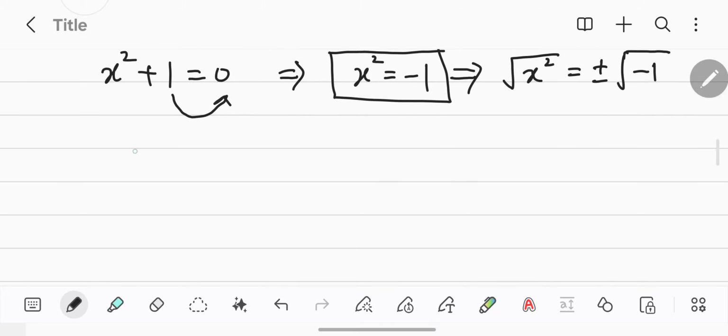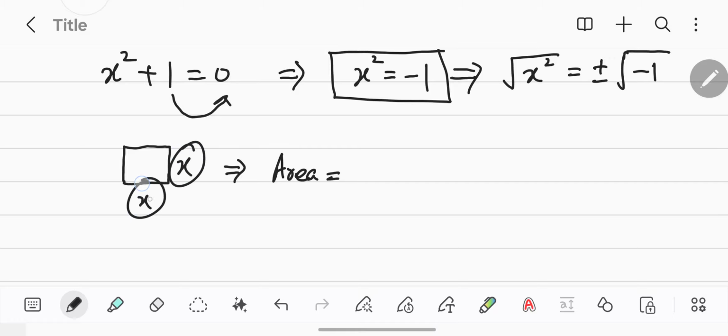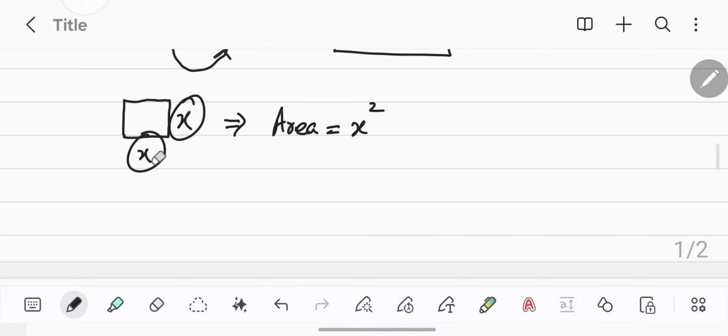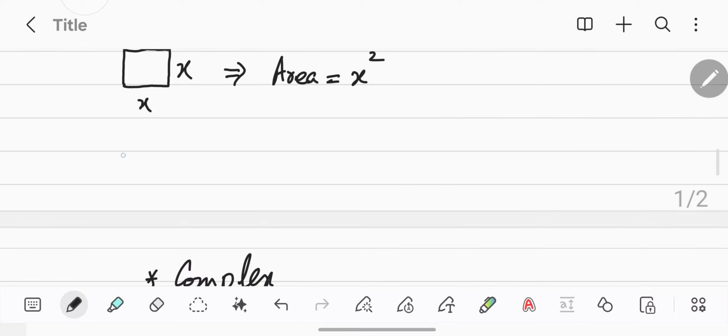Okay, let's look. For example, you have a square whose one side is x, the other side is also x. If I ask you to find its area, it means you will multiply these two things, you will get x squared. Okay, so what will happen if I change the sides to 1? Then the area, of course, is 1 square, which is 1.